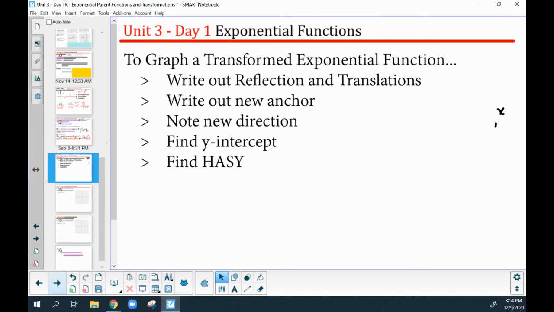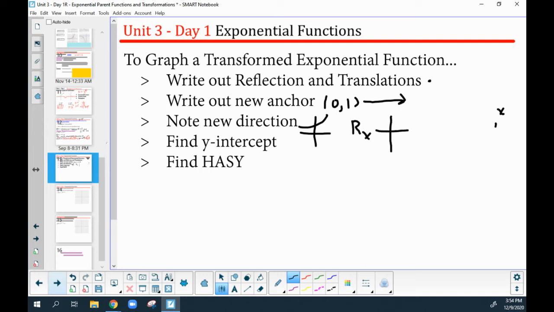So again, talk about reflections and translations. Talk about your new anchor. Remember, it used to be 0, 1. It's going to change if there's anything happening up here. New direction: the parent graph usually goes up to the right. If you were to have a reflection over your x-axis, it's going to turn over and go down to the right, which means it's a new anchor at 0, -1.